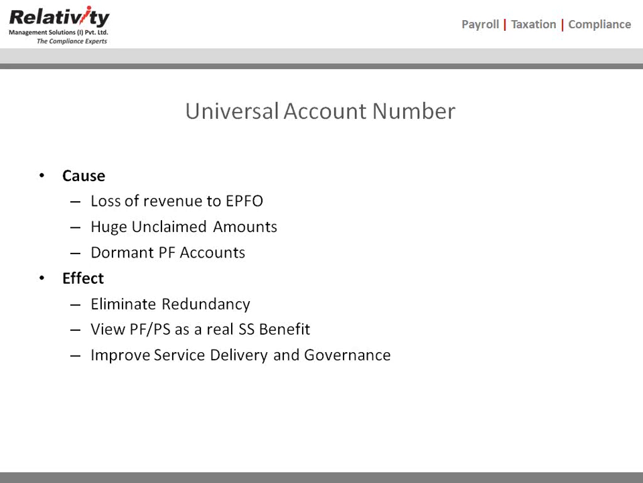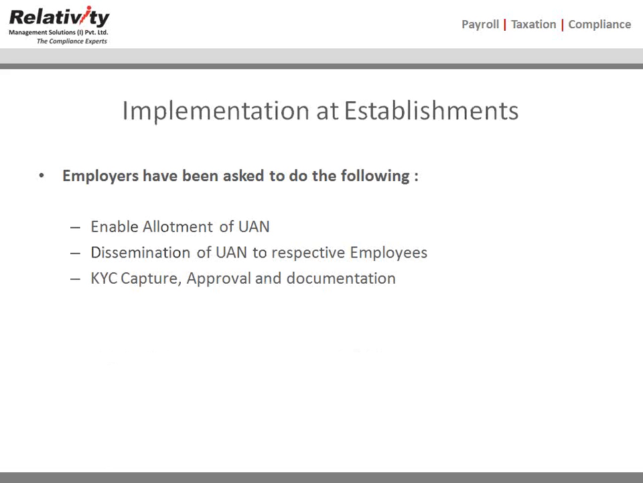Having spoken about the cause and effect, let's now look at what implementation has to be carried out at the establishments. So employers have been asked to do the following. You can see on your screen there are three most important things that employers have been asked to do. One is enable allotment of the UAN. Second one is dissemination of UAN to respective employees, and the third one is KYC capture, approval and documentation. We will look at it in detail one by one now.